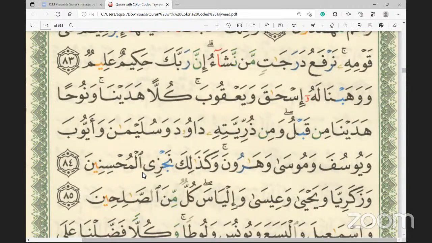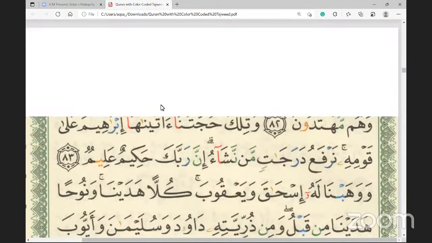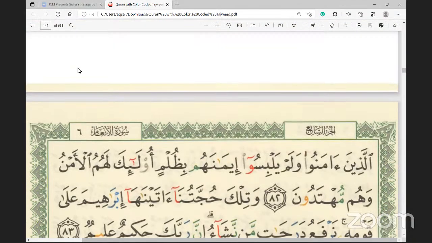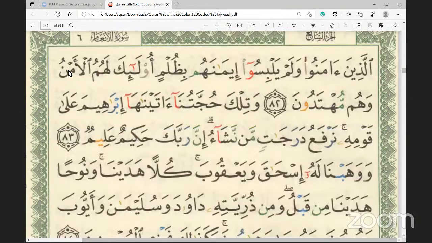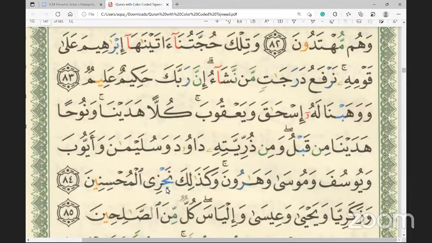Wa kadhalika najzi al-muhsinin. We did this one because of that qalqala that we talked about, that little bounce right there. We talked about it earlier. Every light blue letter, you're going to give it that bounce. Wa kadhalika najzi al-muhsinin.